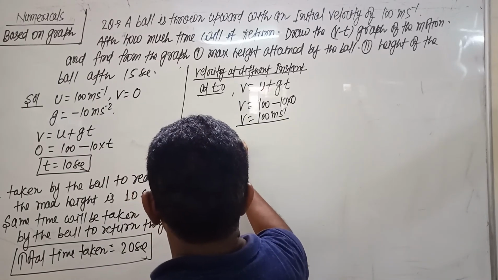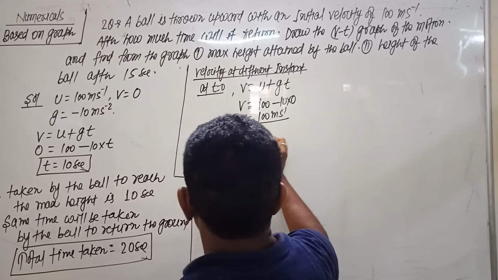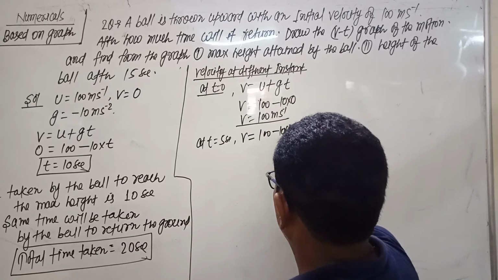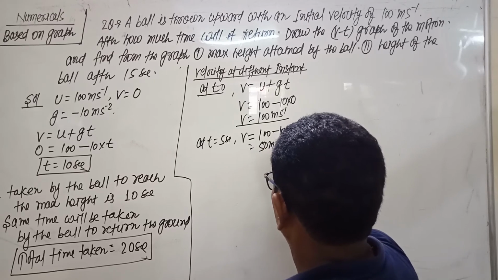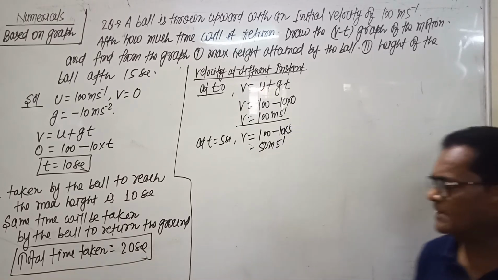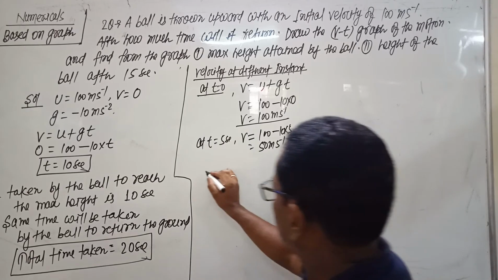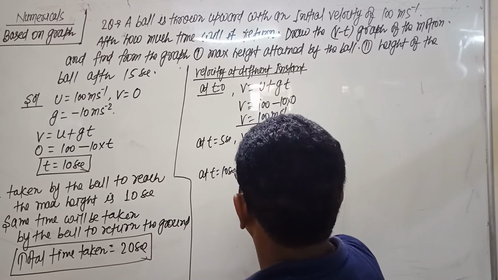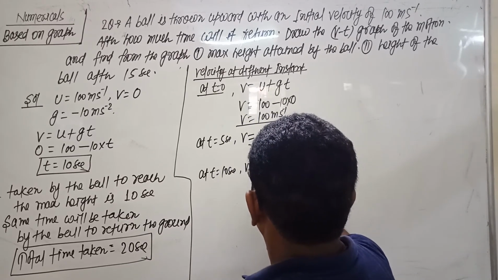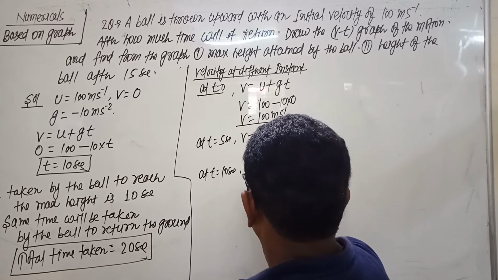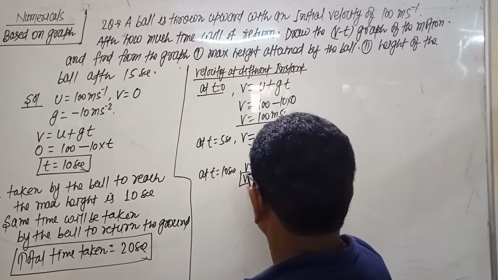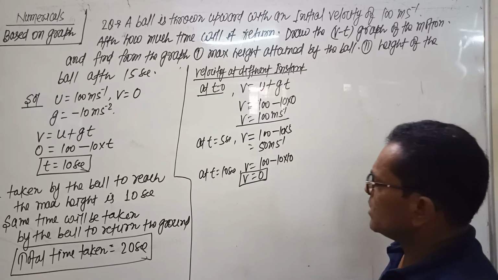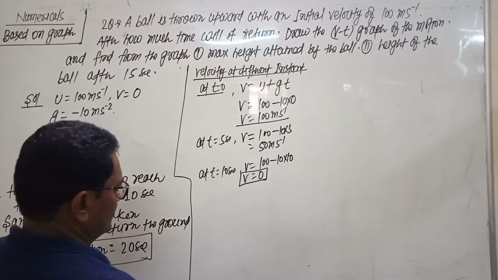At time t equals 5 seconds, the velocity is 100 minus 10 into 5, 100 minus 50, 50 meter per second. At time 10 seconds, velocity is 100 minus 10 into 10, which means velocity becomes 0. At time 10 seconds, the velocity becomes 0, which means the ball reaches the maximum height.